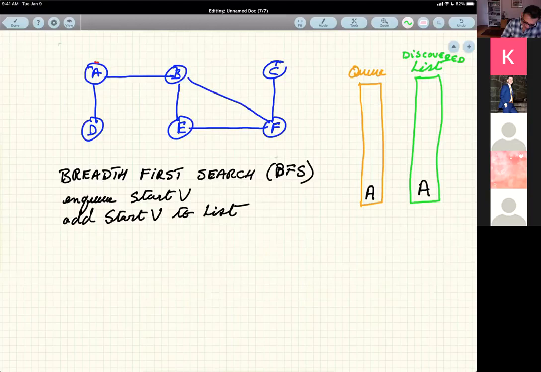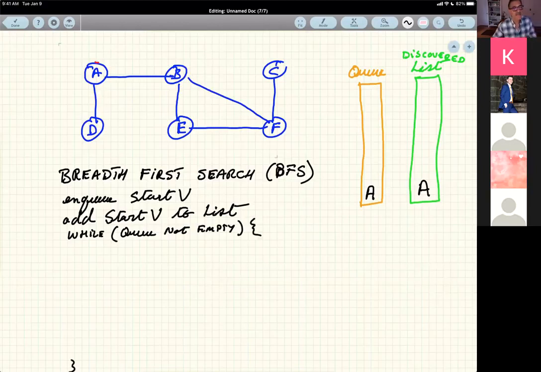Then I'm going to do the following thing in here. I'm going to say while the queue is not empty, do the following. I am going to go to the queue and dequeue the current vertex, the current vertex from the queue.